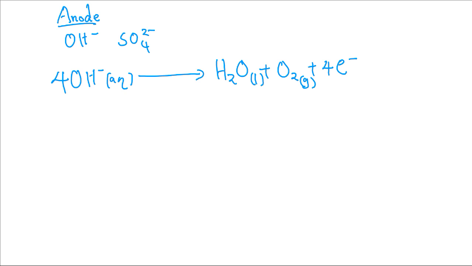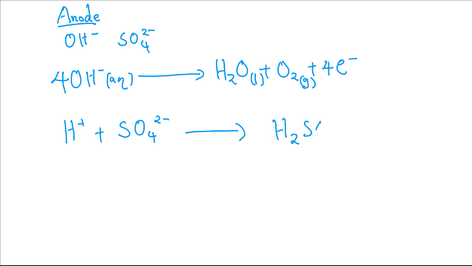that is the equation at the anode. It is clear from the illustration that the solution will turn into sulfuric acid because there are hydrogen ions left that will combine with the sulfate ions left in the solution, and that will lead to formation of sulfuric acid.